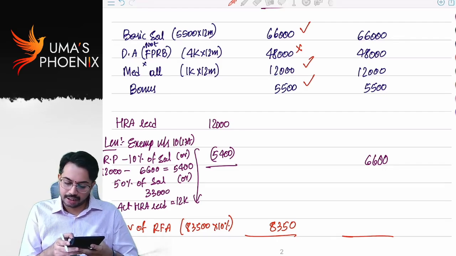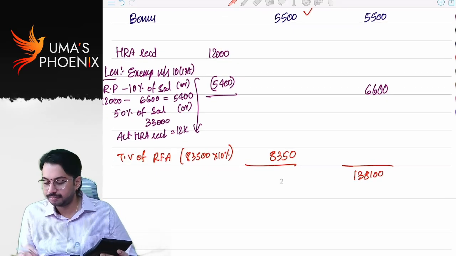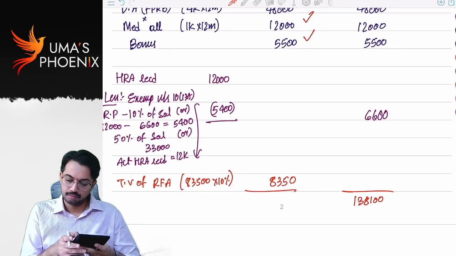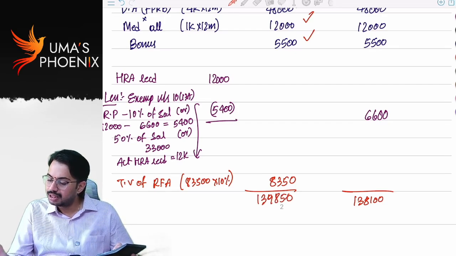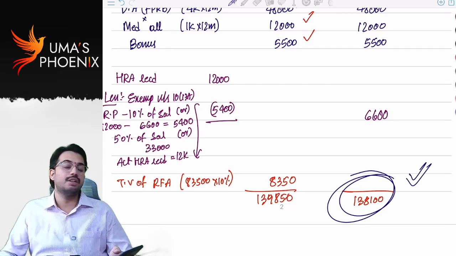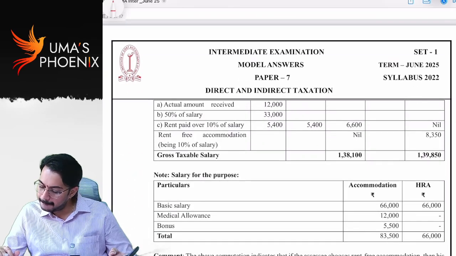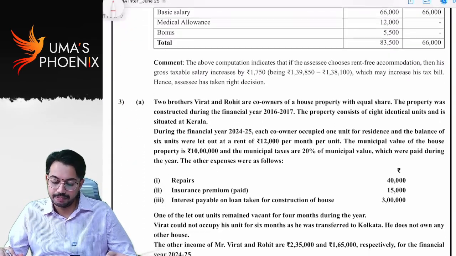So how much is salary? 66,000 plus 48,000 plus 12,000 plus 5,500 plus 6,600, that is 138,100. With rent-free accommodation, it is 139,850. Where is salary low? Salary is low for HRA. So it is beneficial to choose HRA. Did you understand? I think that's the answer. So it's beneficial to go ahead with HRA. Next.